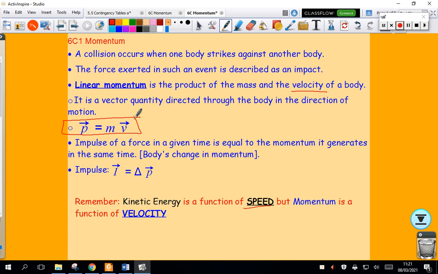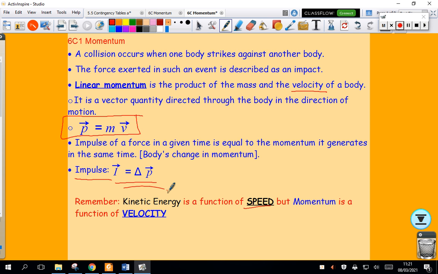This is my formula. This says momentum is equal to mass multiplied by velocity. The letter we usually assign to momentum is the lowercase p. Why p, I have no clue, but p is equal to mv. Another important thing we talk about is something called impulse, which is defined as being the change in momentum.